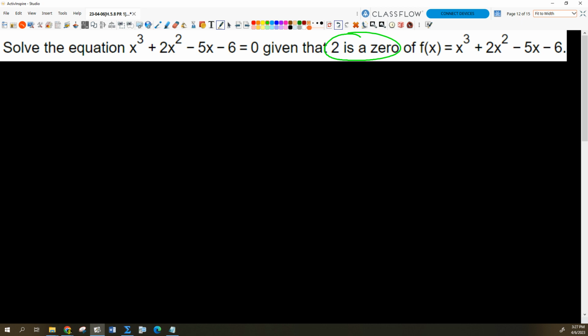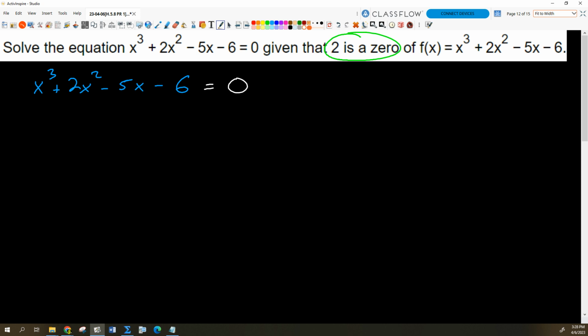Okay, so what do we do? Well, we're starting off with our original polynomial, right? We'll call this our original polynomial. f of x is x cubed plus 2x squared minus 5x minus 6. We're trying to solve the equation. When does that equal 0? We've got to factor it, right? We've got to factor this to solve.